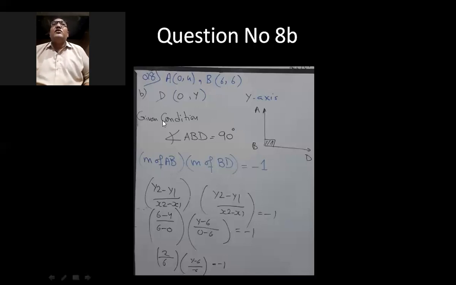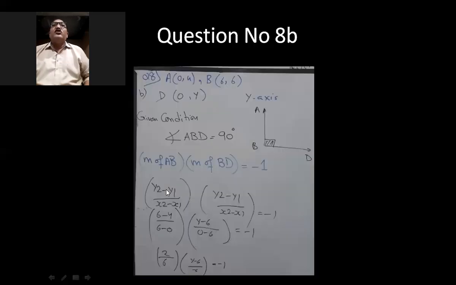So here you can see the gradient of the AB. I will find the gradient of the AB using these 2 points. You know the formula for the gradient is y2 minus y1 divided by x2 minus x1. So the gradient of the AB will be 6 minus 4 divided by 6 minus 0. The gradient of the BD will be y minus 6 divided by 0 minus 6, so equals to -1. So 4 minus 6 will be 2. 6 minus 0 will be 6. Y minus 6 as it is. And 0 minus 6 is -6, equals to -1.